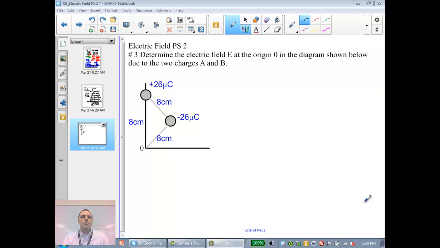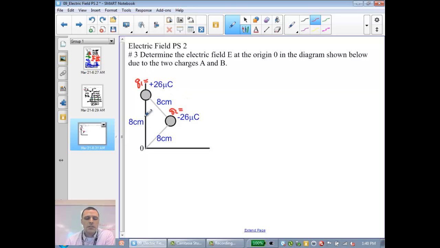In this video, I will be going through the solution to electric field practice sheet number 2, problem number 3. The problem states, determine the electric field E at the origin in the diagram shown below due to the two charges A and B. With the diagram in place, first thing I'd like to do is just draw the electric field vectors. I'm also going to label this Q1, and I'll call this one Q2.